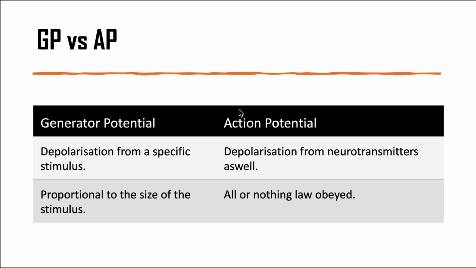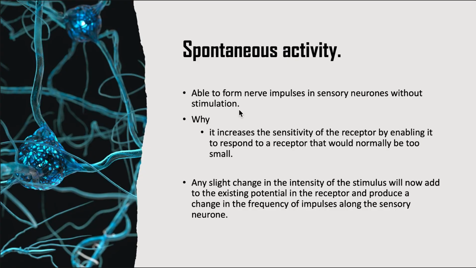So we've been talking about the threshold level, that all receptor cells have threshold levels that they follow. Another property that we can talk about is spontaneous activity. Some receptor cells have the ability to form nerve impulses in sensory neurons even without being stimulated. Why? This is important because it increases sensitivity.